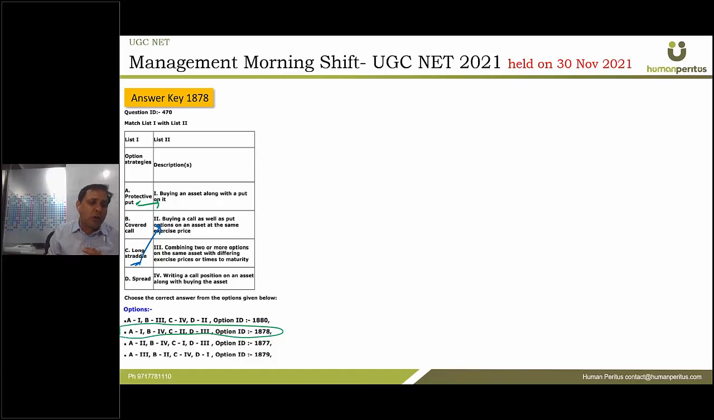What is a covered call? What is a covered call, guys? Covered call is that the seller is owning the amount of that underlying security on which we are getting the option. So your covered call will go where? So covered call B will go with the fourth option. Correct answer is this one.